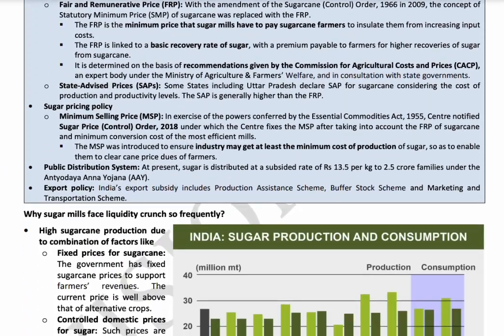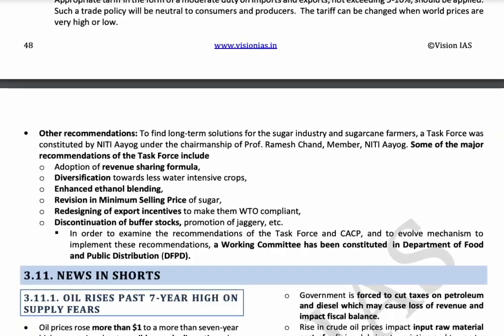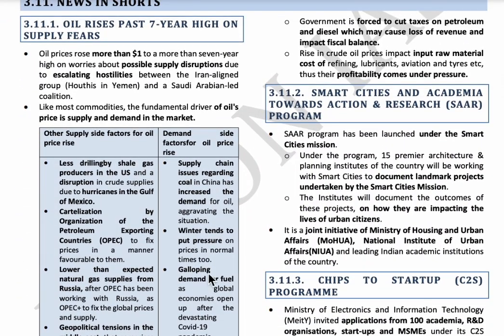The next topic is oil rises past 7-year high on supply fears. So due to the supply chain disruptions in Saudi Arabia and due to the Russia-Ukraine war, the oil prices have risen severely, causing inflation in many countries.